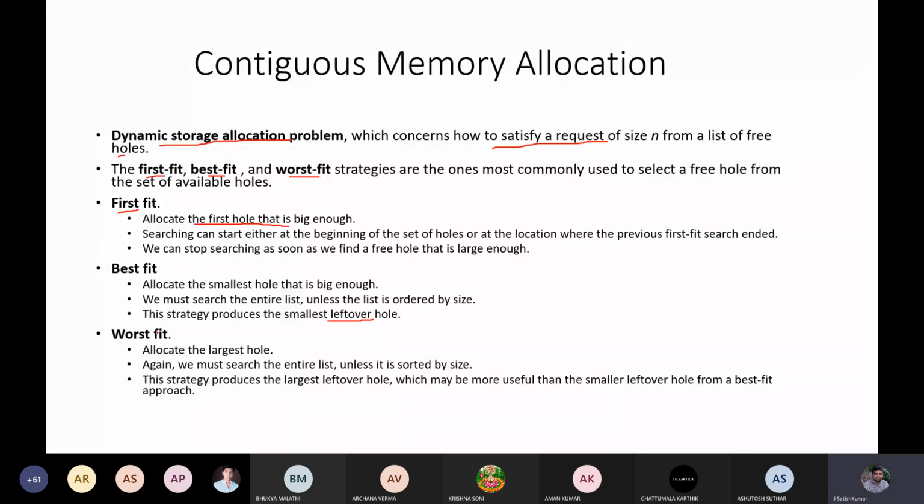Worst fit says that allocate the largest hole. Whichever is available, you allocate the largest hole. For this also, we need to search the entire list unless it is sorted. So this strategy produces the largest leftover hole.